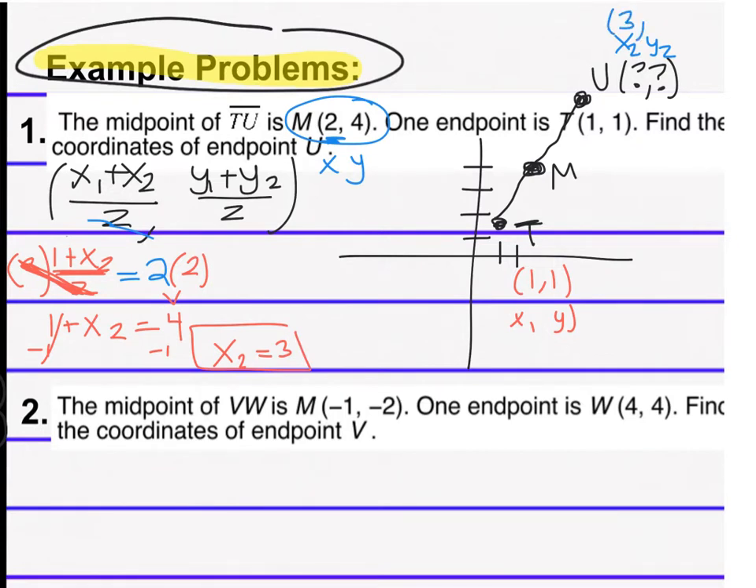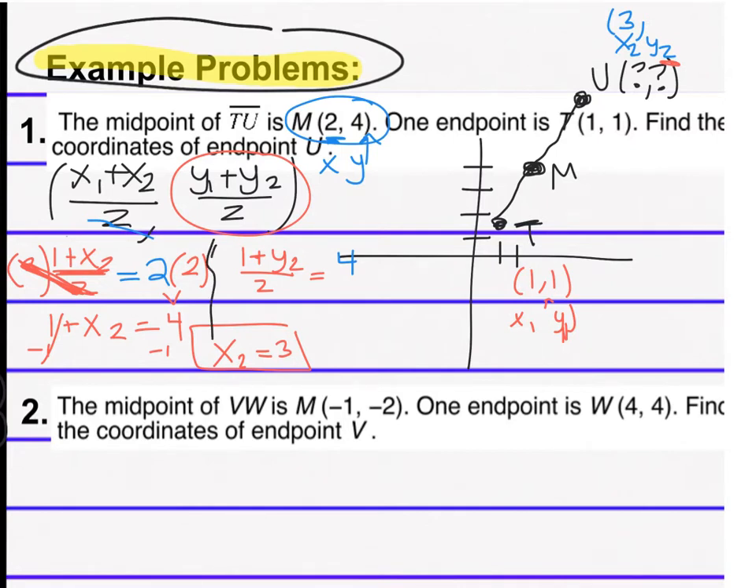All right, we're going to do the same process for the y. So here's my y1. What is our y1? Our y1 is 1. What is our y2? We don't know. We don't know y2. We do know what it should equal. What should it equal? It should equal 4. And then I'm going to do that same process to solve.